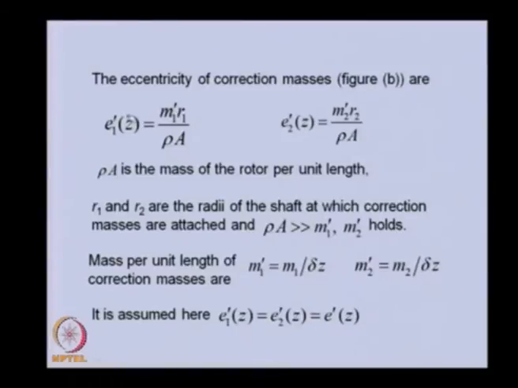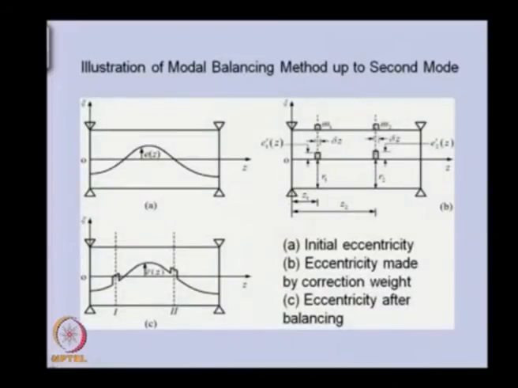So this is in plane 1 and this is in plane 2, and here we expect that the correction masses are negligibly small as compared to the mass per unit length of the shaft. M1 prime and M2 prime are the mass per unit length of the correction mass. Here you can see this is the mass of the correction mass in plane 1, and this is the length of the correction mass. That length is some finite length, whatever it is, and we are calling it delta z.